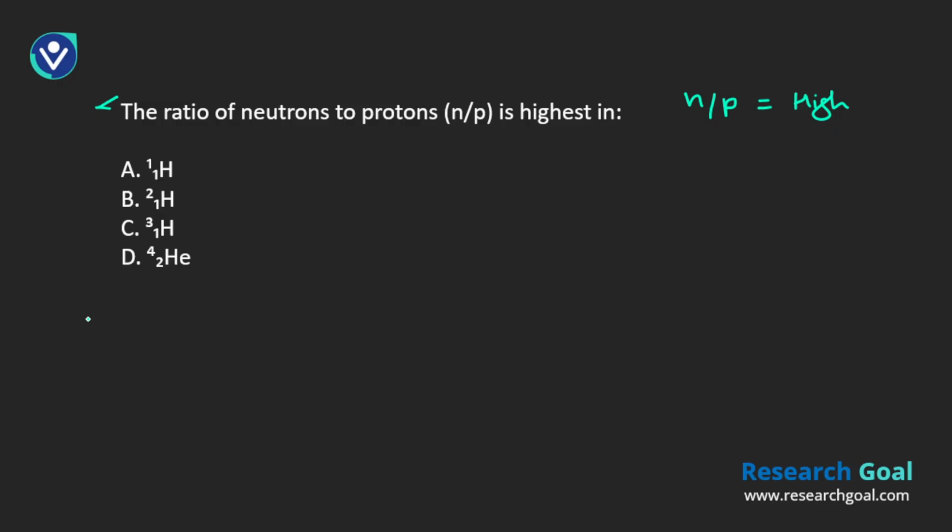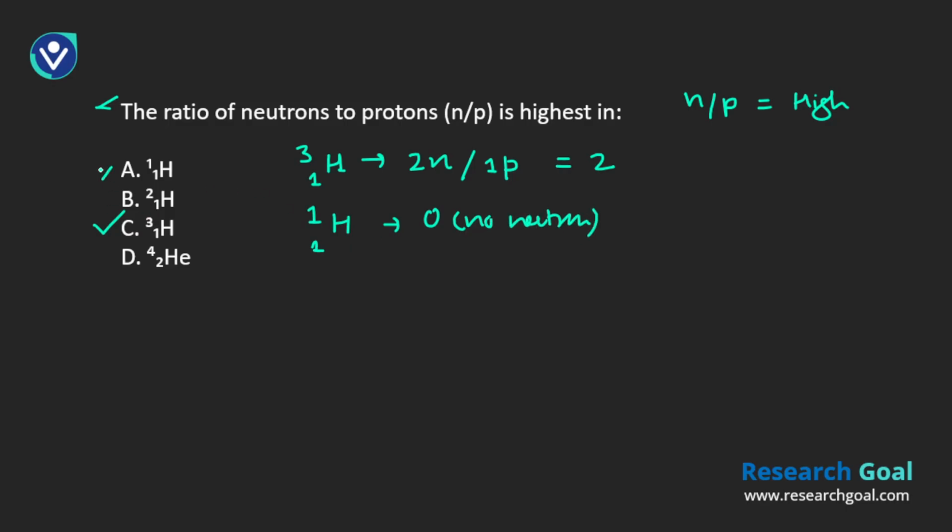The correct option in this case is option C. Now we'll see why. In option C, you have 3-1 H, hydrogen. That means you have 2 neutrons and 1 proton, so the ratio becomes 2. Now let's move on to option A. We have 1-1 H, so the ratio is 0, because you don't have any neutron. That is why this option is incorrect.